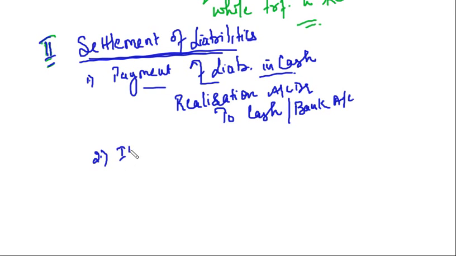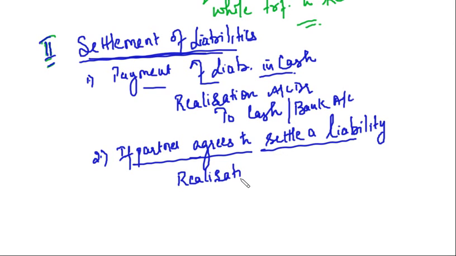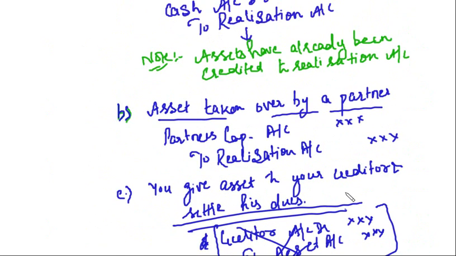Second case is if a partner agrees to settle a liability. If one of the partners says that I will pay that liability, then what will be the journal entry? Realization account debit to partners' capital accounts. Absolutely reverse entries to what we have done in assets.